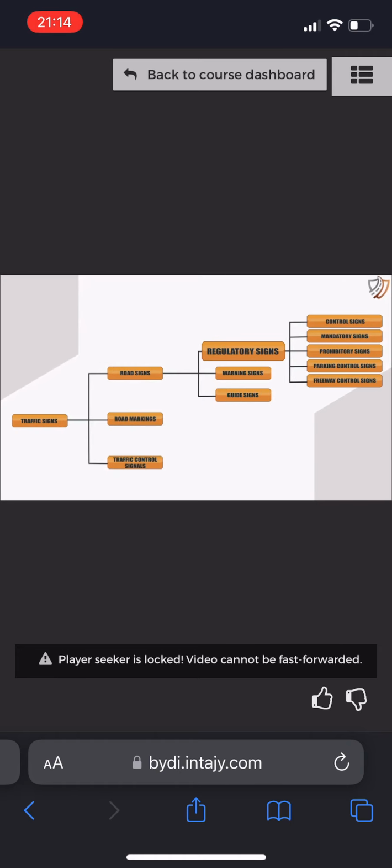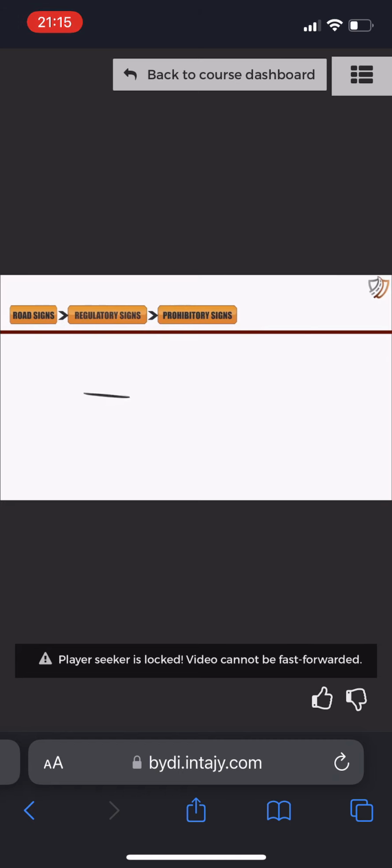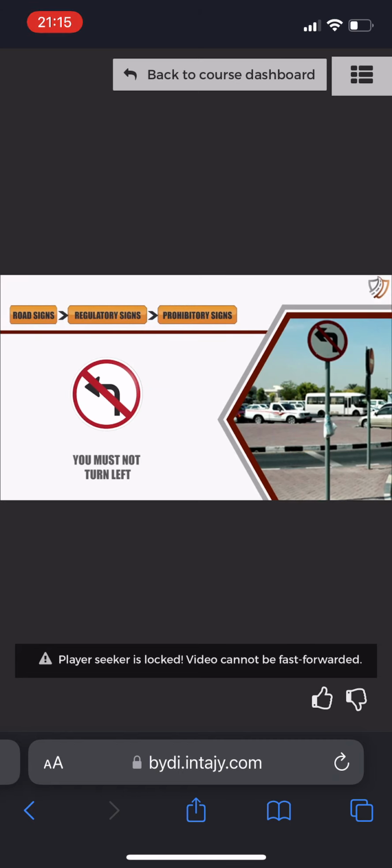Now you will learn about the third type of regulatory sign, that is, prohibitory signs. Prohibitory signs are used to indicate the actions that must not be taken, which are prohibited. Mostly prohibitory signs are circular in shape with a white background and red border. You must not turn left. This sign prohibits entry to the left.